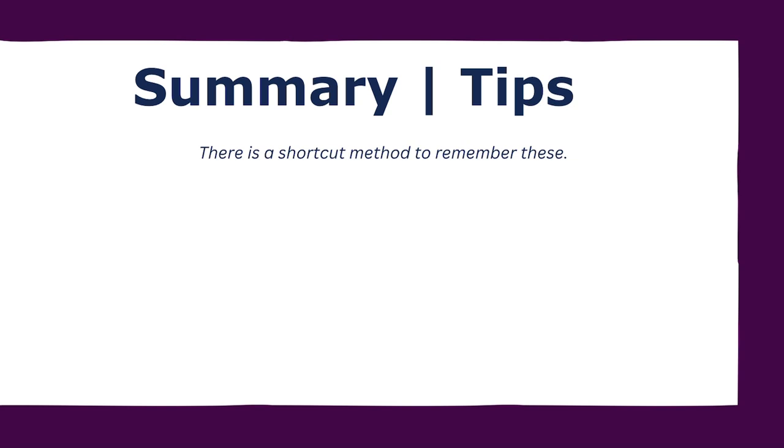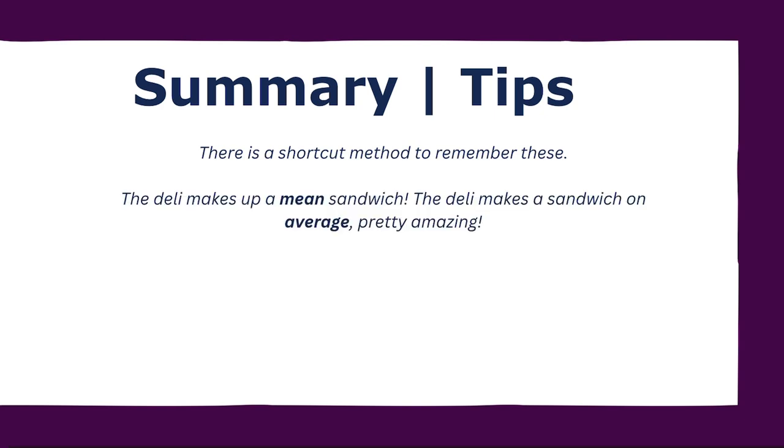These are ways to remember something. You could use pictures or phrases. I'm more of a phrase person, but pictures can help as well if you would like to draw it out. So some phrases I like to remember to identify mean, median, mode, and range is that the deli makes up a mean sandwich. The deli makes a good sandwich on average, so it's pretty amazing. So that's one way you can remember mean.